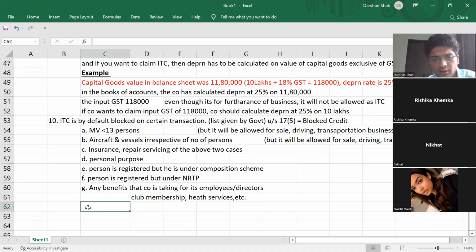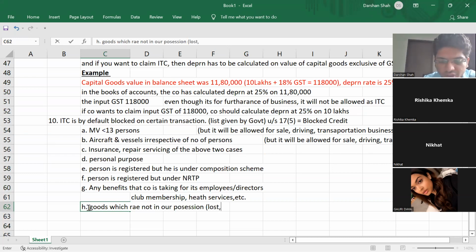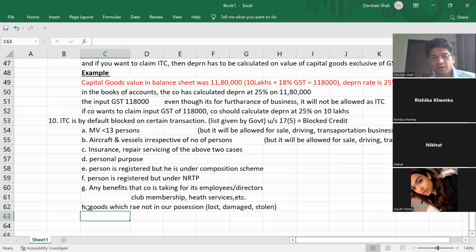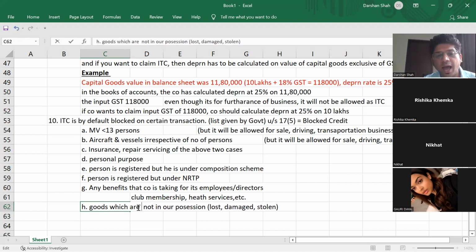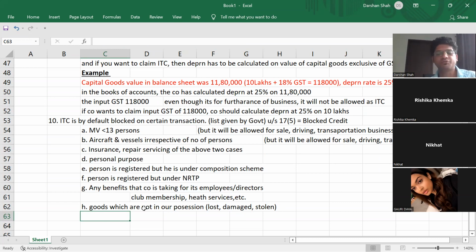Understood? And then goods which are not in our possession, they can be either lost, damaged, stolen, doesn't matter. Government will say, you will unnecessarily claim ITC. You will say, I'm claiming ITC of 1 lakh rupees, but those goods are not in my possession because they are lost, damaged, or stolen. Government will say, not our fault. If you don't have possession of your goods, you cannot claim the ITC.